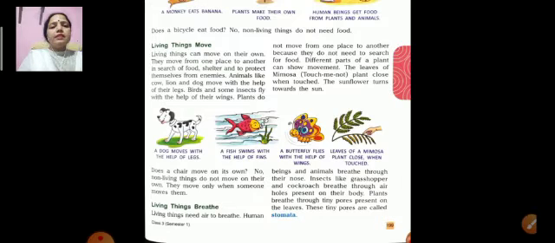Does a chair move on its own? No, non-living things do not move on their own. They move only when someone moves them.